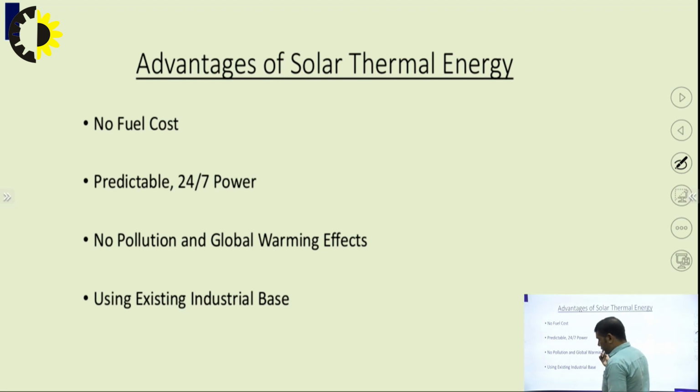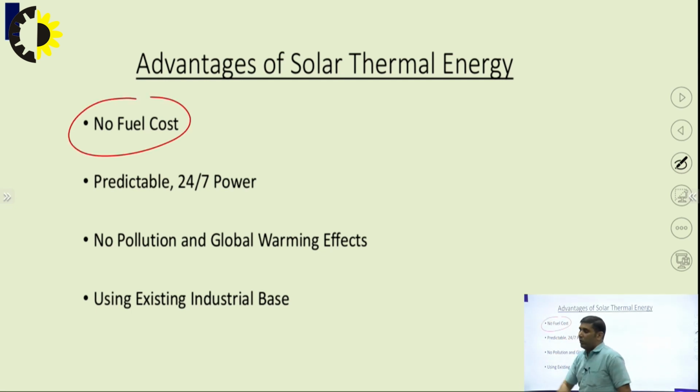Up to the previous slide we have discussed the three popular types of solar thermal power generation, or the basic concept of solar thermal power plants. Now before we conclude today's video lecture, let us discuss the advantages and disadvantages of solar thermal energy. The first one is no fuel cost, because as I already said at the start of the video lecture, sunlight is available free of cost and abundantly.